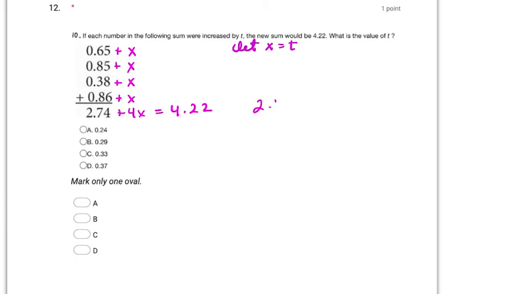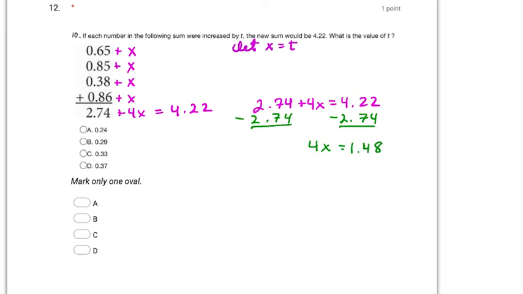2.74 plus this extra 4x equals 4.22. And so I just have to solve this. I'll subtract the 2.74. 4x equals, I think that's 1.48. X goes into that 0.37 times. There we go. Solved it for t. X in my case.